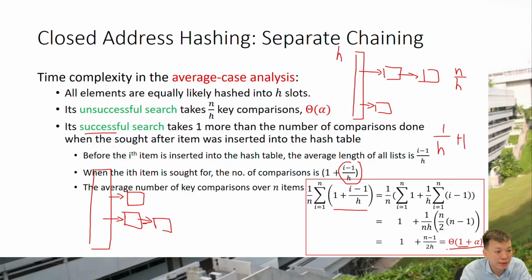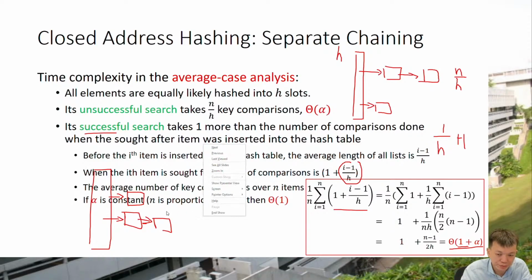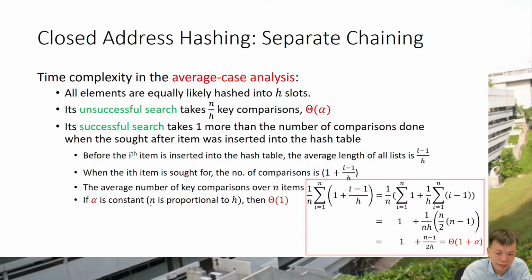Then some people are asking, what happens if h is fixed, a constant, or n is proportional to h? Can I just write big theta of n, or can I write big theta of 1? After you make a further assumption, of course you can further simplify, but this one is the more general expression. If you assume that h is constant, or n is proportional to h, of course you can further simplify your expression. That's no problem.